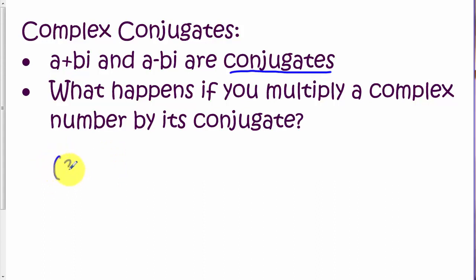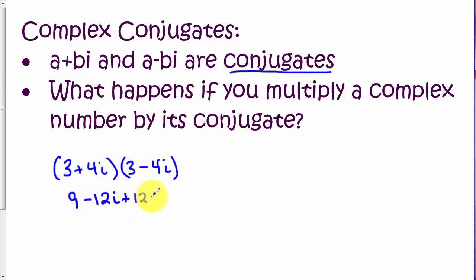So let's pick a pair of conjugates. Let's say 3 plus 4i. And let's multiply it times its conjugate, which would be 3 minus 4i. And let's see what happens. So 3 times 3 would be 9. 3 times this would be negative 12i. 4i times 3 would be positive 12i. And 4i times negative 4i would be negative 16i squared.